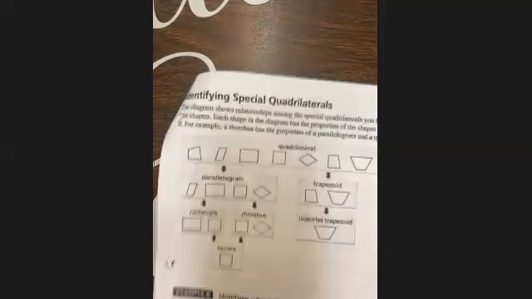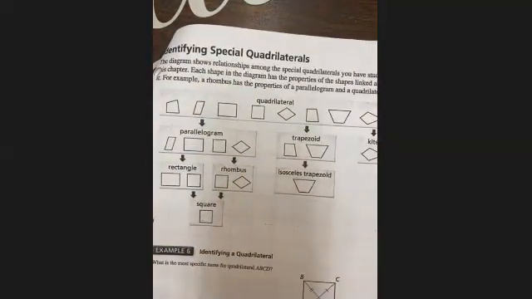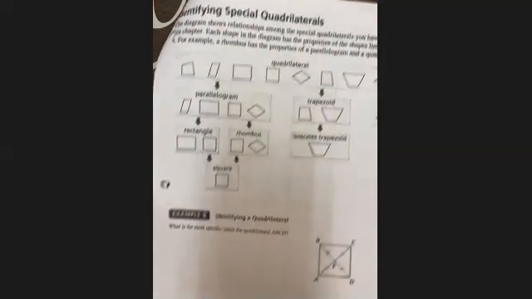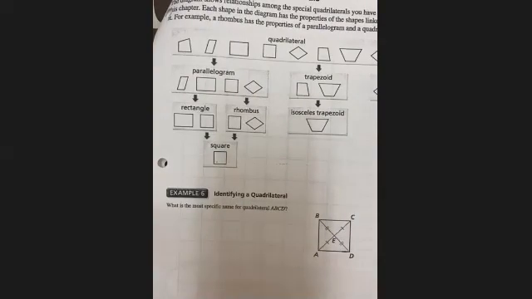Okay, so you can see a kind of hierarchy here. It says the diagram shows relationships among the special quadrilaterals you have studied in this chapter. Each shape in the diagram has the properties of the shape linked above it. For example, a rhombus has the properties of a parallelogram and a quadrilateral. So in example 6, it says, what is the most specific name for the quadrilateral ABCD?